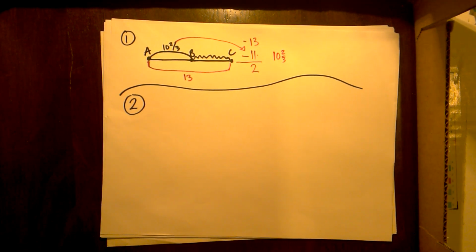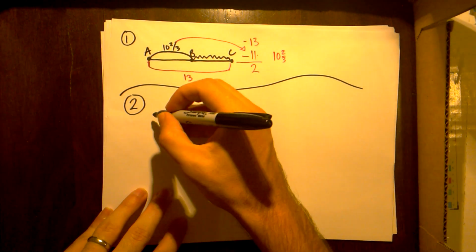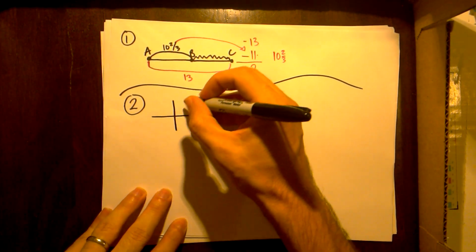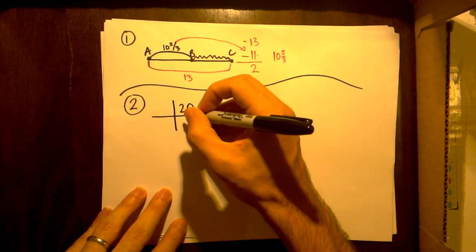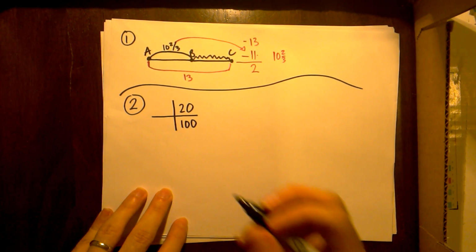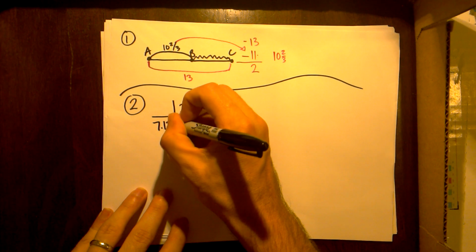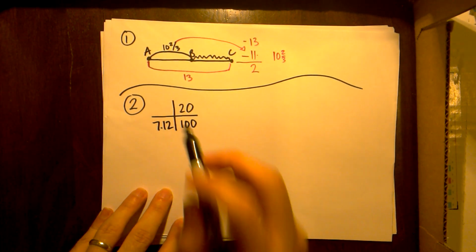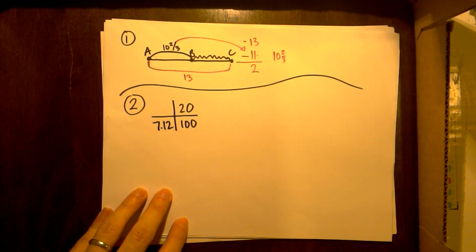Regina went out for breakfast. The bill came to $7.12. If Regina has a discount coupon for 20%, how much will be taken off the bill? All right, well, I know percent problems. I need to do a proportion. So I'm going to set up 20 over 100. Now that $7.12 is the total amount. So we need to find what is 20% of $7.12.